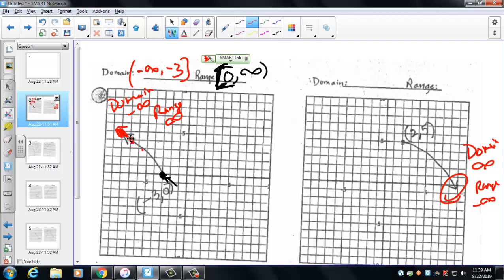And so, for the domain, it's positive infinity, but where does it start at? It starts at 2. And it goes to positive infinity. What's the range? It starts at negative infinity, it's down at negative infinity, and it goes up to 5. We cool on that? Everybody good?